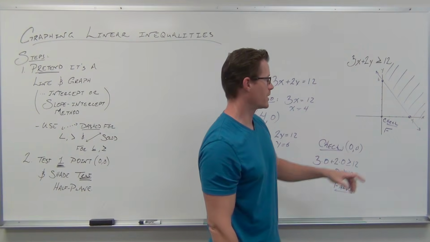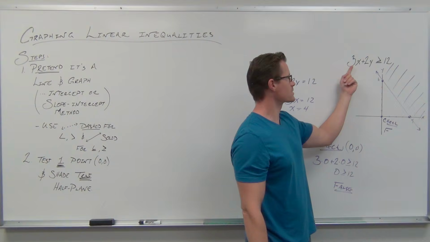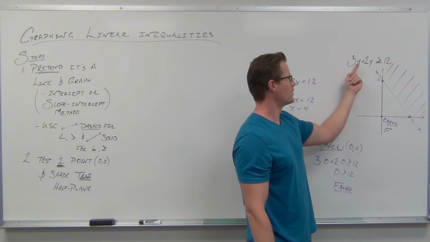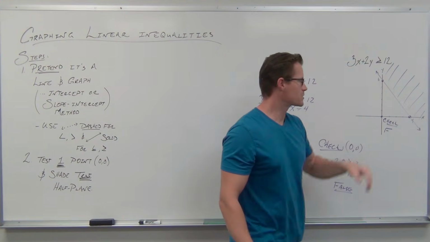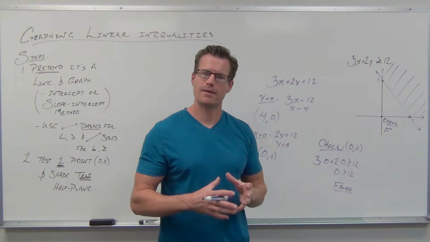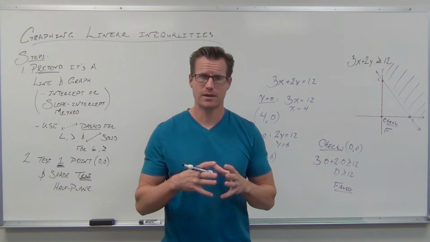And you can test a point like (4, 1) and see if it's true. 4 for x, that's 12. 1 for y, that's 14, that's more than 12. On that side, so I know that that's a true statement. That way we can be certain that we have the correct shading, provided you graph your line correctly.